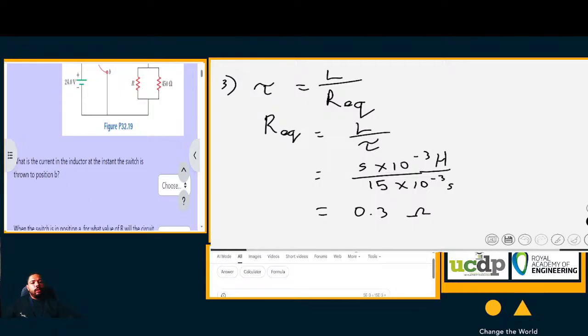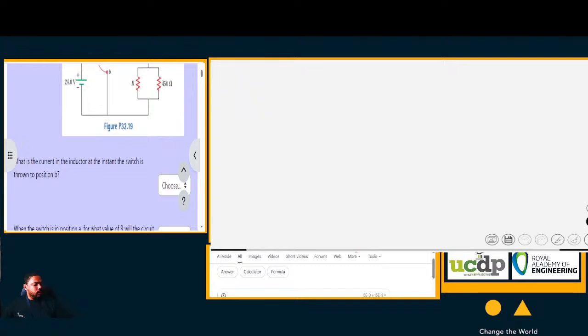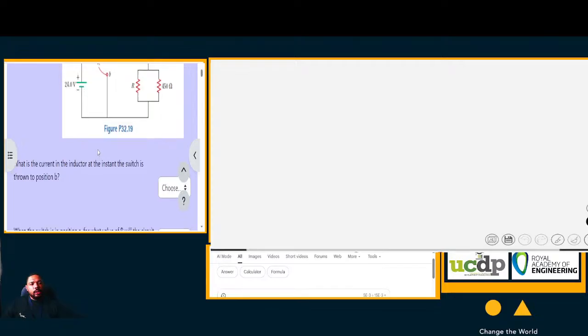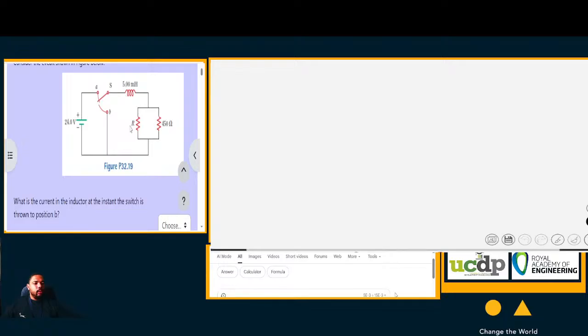So we have 0.3 here. Okay, 0.3 ohm should be the equivalent resistance. We know the equivalent resistance is 0.3 ohm, but we also know that, look at those two resistors there. If you were to look at them, you'll see that they are in parallel. So how do we calculate the resistance in parallel?